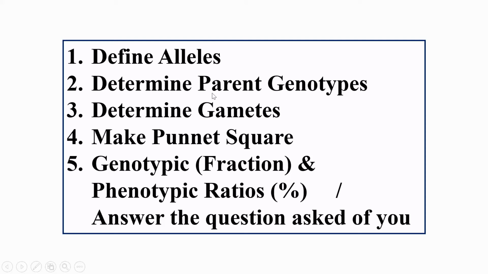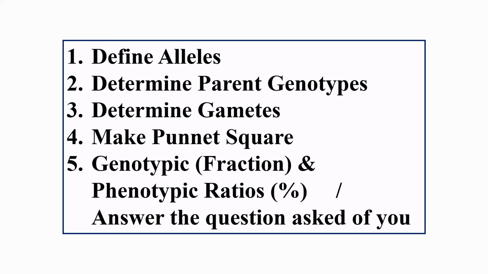So we're going to determine the parent genotypes. That means we have to find out if the mother and the father are heterozygous, homozygous dominant, recessive, whatever they may be. We have to figure that out before we can set up a Punnett square. Then, once we have the parent genotypes, we want to determine what gametes they can make. Those are possible alleles that they can pass on to their children, and that's what we'll be using to arrange the Punnett square.